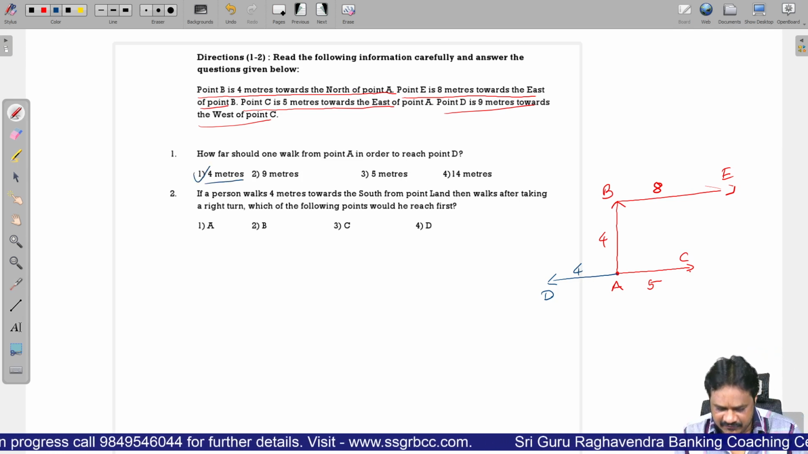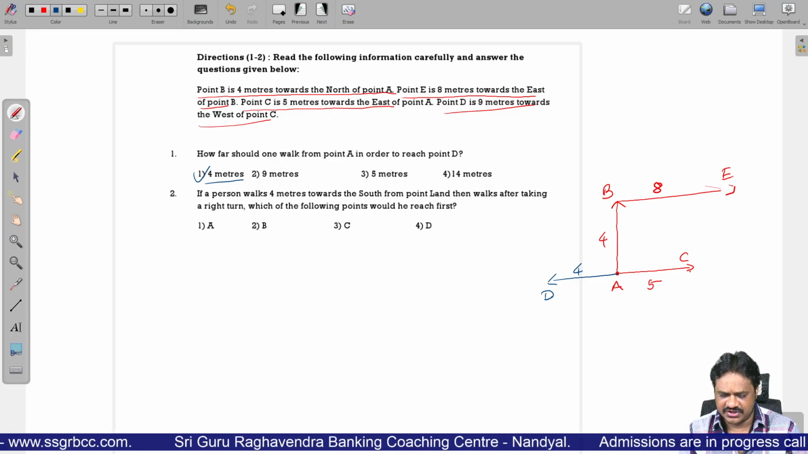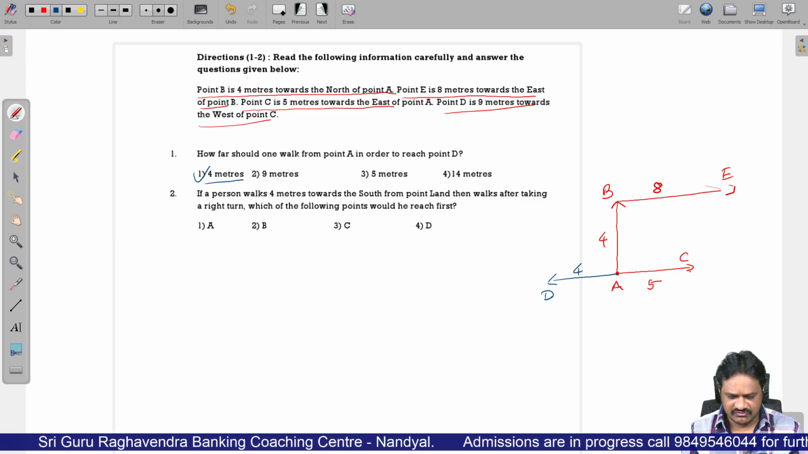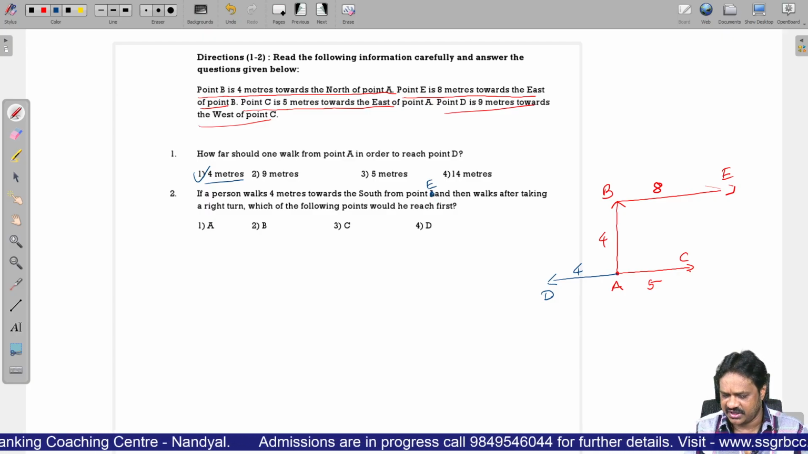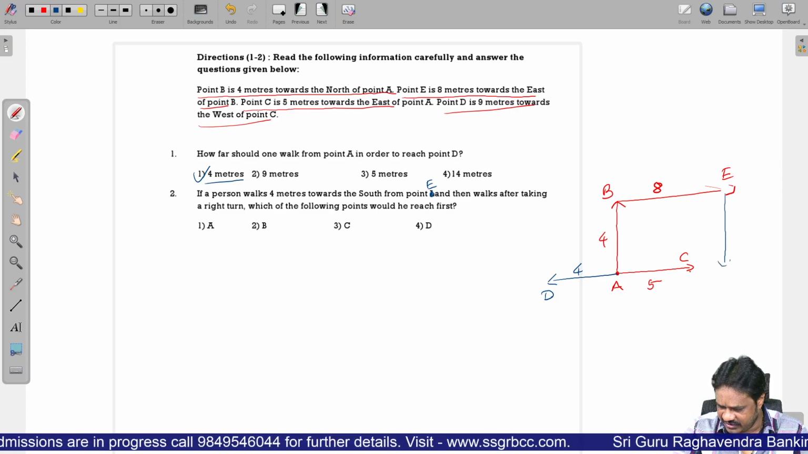Then, if a person walks 4 meters south from point L, then after taking a right turn, now which direction will he reach first? It is not L, it is E. So make that rectification, point E. If a person walks 4 meters south from point E, see, this is E. From E, he is walking 4 meters south.